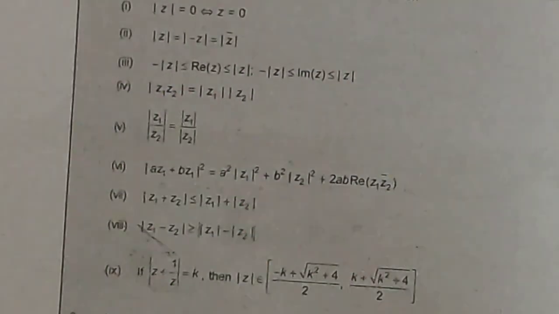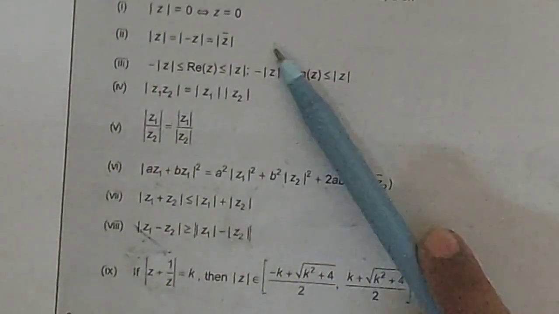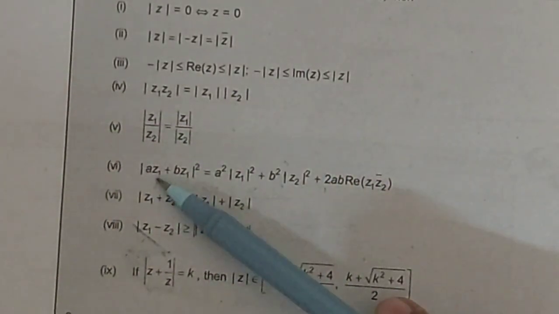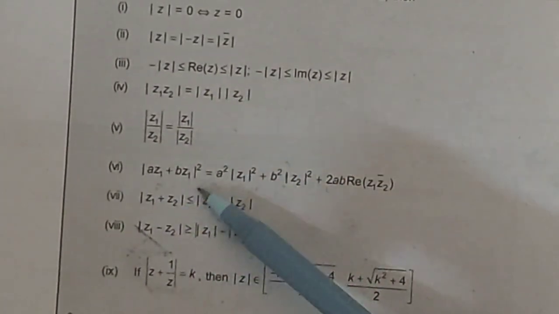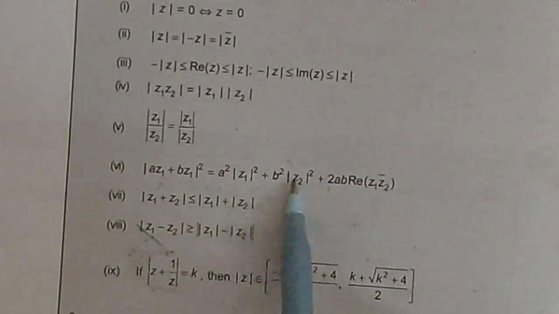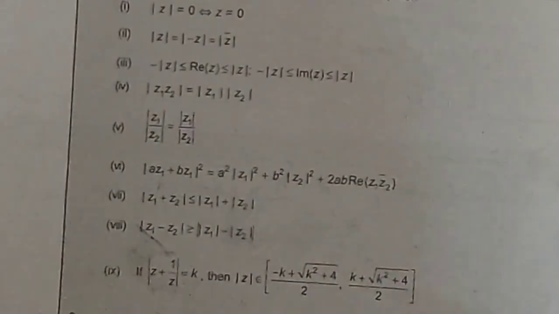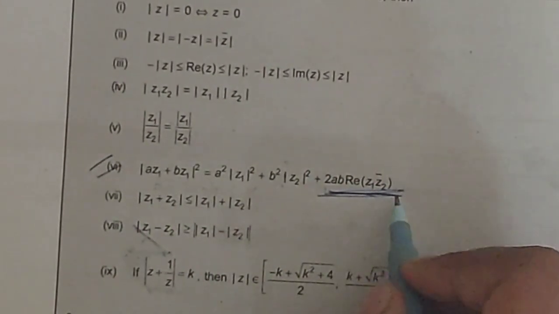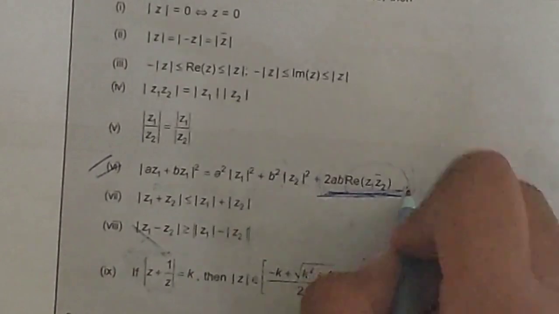The next is this one: if you multiply two complex numbers and put mod on it, it will be mod z1 times mod z2. If you divide, it is mod z1 upon mod z2. And mod of a z1 plus b z2, the whole squared, when you're doing it, is a squared mod z1 squared plus b squared mod z2 squared plus 2ab times the real part of z1 z2 bar. This is important. Why? Because most people forget this one. Just go through this, only the real part. So this is an important one.